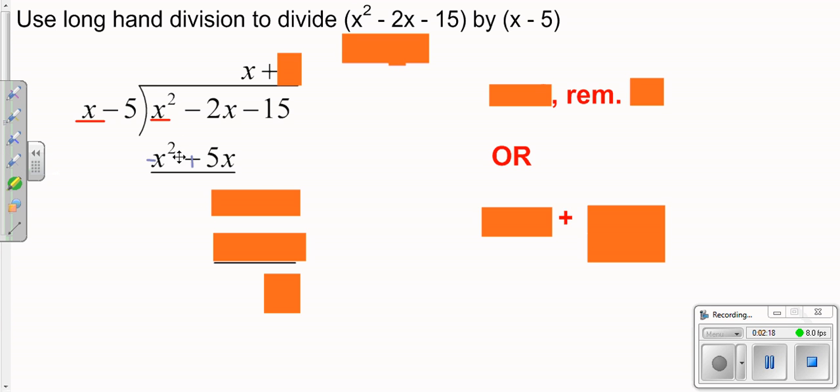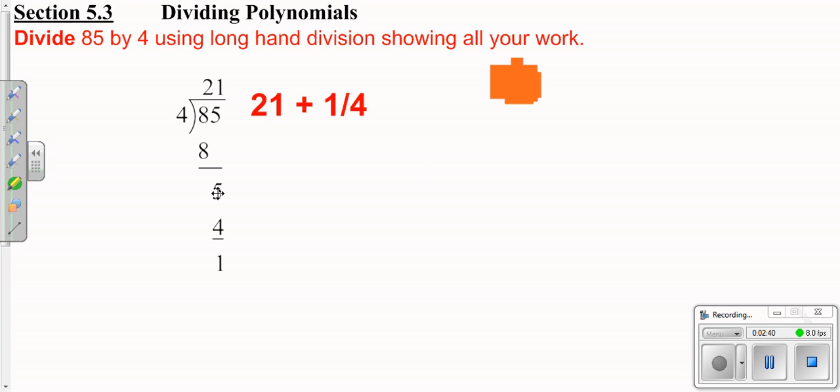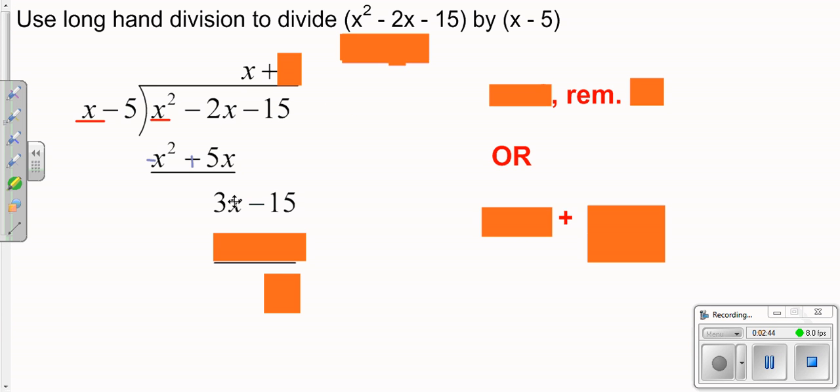Now, if we're doing it correctly, this first term here should always drop out. And an x squared plus a -x squared, yeah, that cancels out. So now we have a -2x and a 5x. We add those together and we get 3x. And then all we have to do is bring down the next term. Once again, just like back here, once we get to here, we got to repeat the process.